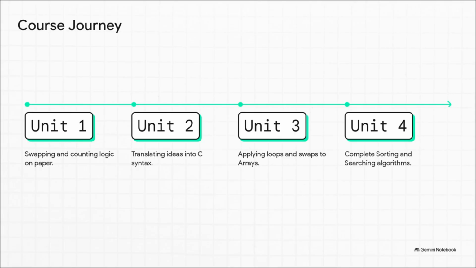In Unit 1, you learned simple logic on paper, how to swap 2 values and add up a list. In Unit 2, you learned how to translate those ideas into actual C programming syntax. In Unit 3, you applied those loops and swaps to arrays and matrices. And finally, here in Unit 4, those basic building blocks came together to form complete complex sorting and searching algorithms. It's been one continuously expanding piece of logic.